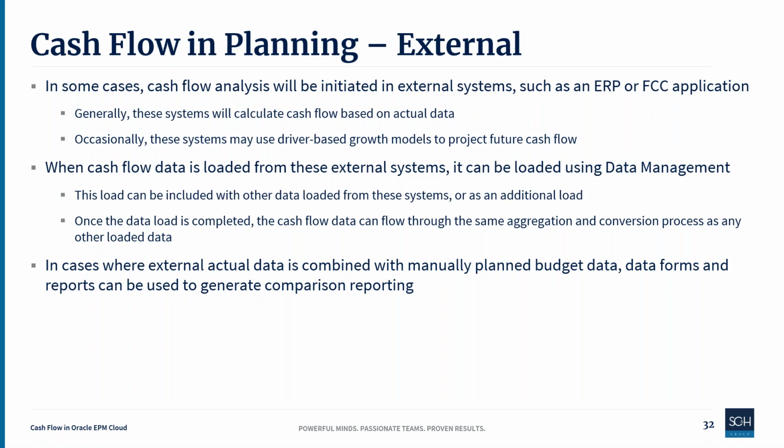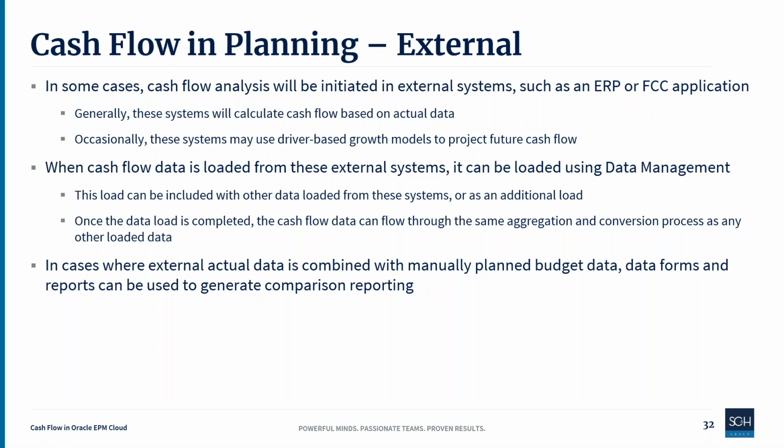either using the same loads as the rest of the data, particularly with FCC data, you'll be able to load the cash flow in at the same time as the rest of the data, or you can do a separate cash flow load. Same thing with the manual planning. Once the data is into the system, you run your aggregations and conversions to make sure that it lines up with the rest of the data in the system. When you have external data matched with manually planned data, you can use forms and reports to get your comparison reporting there.